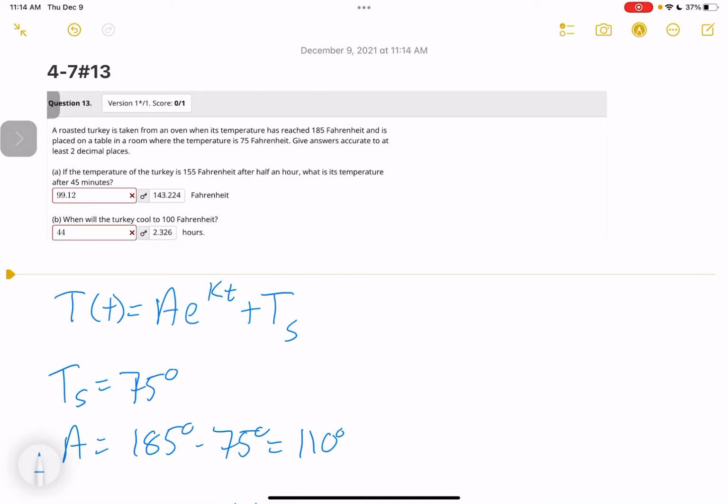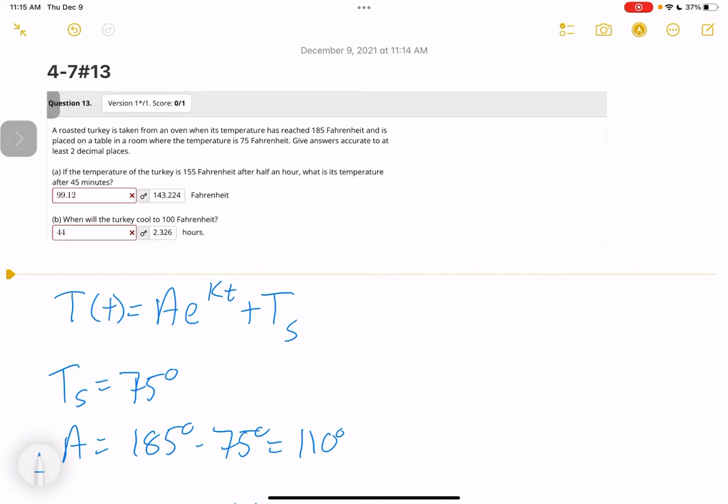This problem is from 4.7 number 13. It says a roasted turkey is taken from the oven when its temperature has reached 185 degrees Fahrenheit and is placed on a table in a room where the temperature is 75 degrees Fahrenheit. So that's the surrounding temperature. Give answers accurate to at least 2 decimal places.